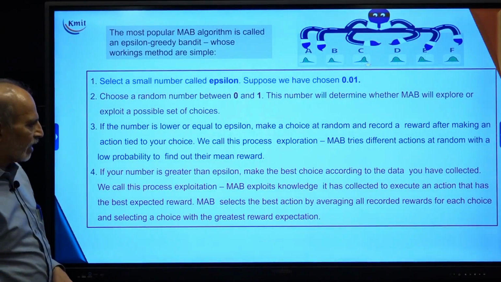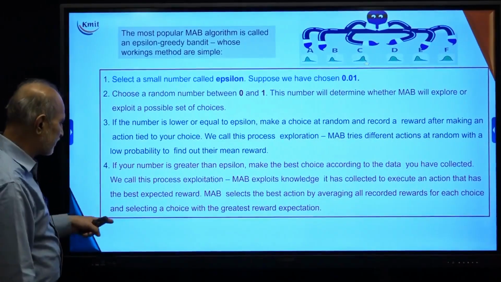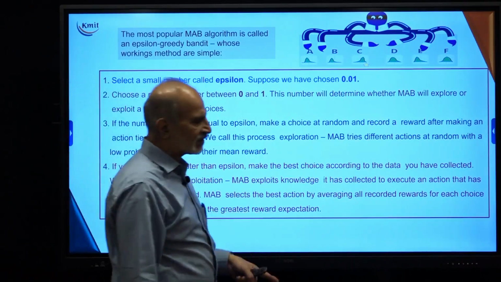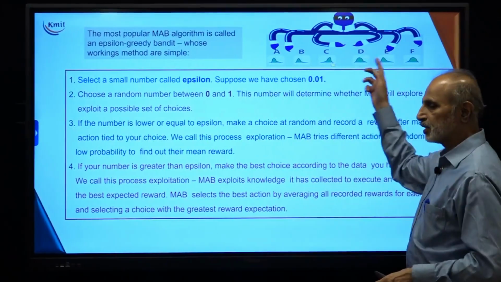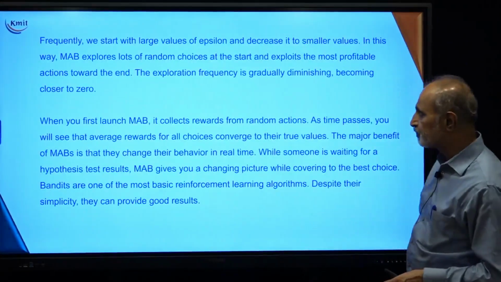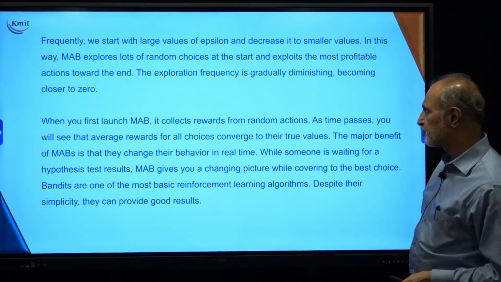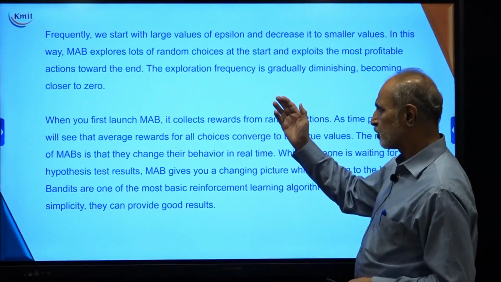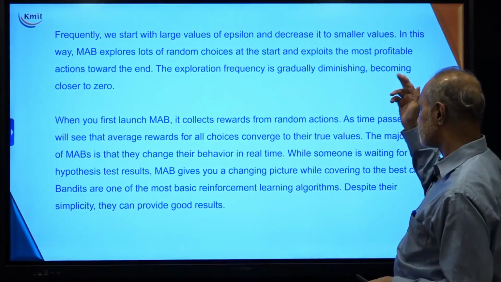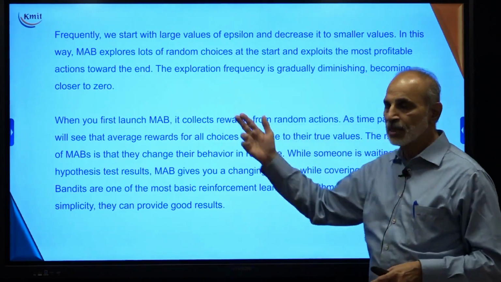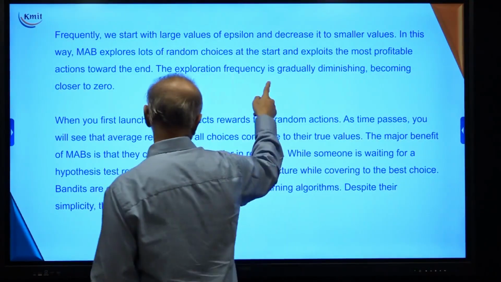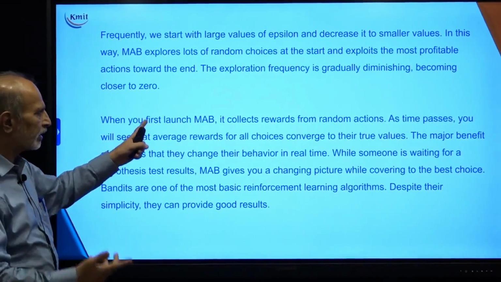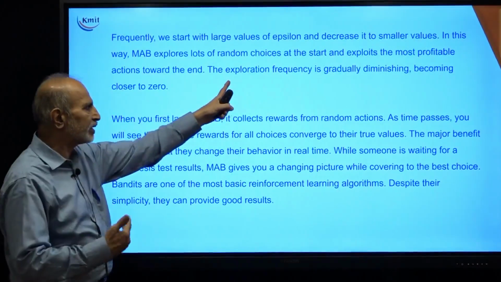Select the best action by averaging all the recorded rewards for each of the choices, and select the choice with the greatest reward expectation. So, this is a very popular algorithm called the multi-arm bandit algorithm. Frequently we start with large values of epsilon and decrease it to a smaller value. In this way MAB explores a lot of random choices at the start and exploits the most profitable action towards the end. The exploration frequency gradually diminishes, becoming close to 0. So, I need not hunt again and again. Exploration should become 0, exploitation become 1.